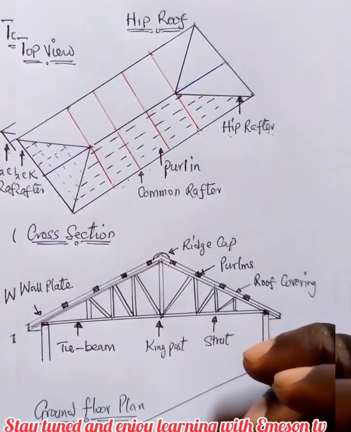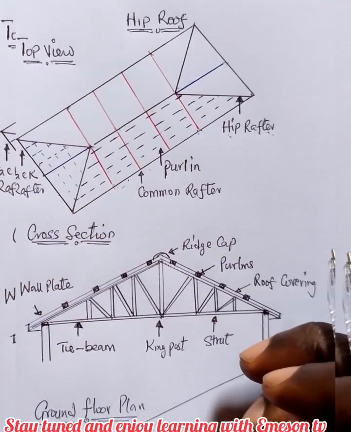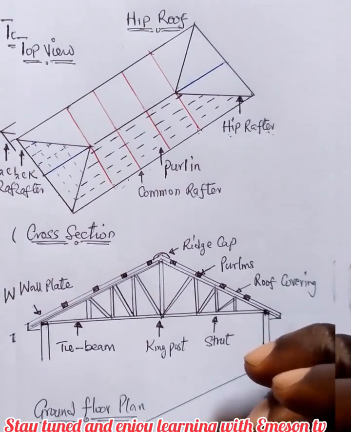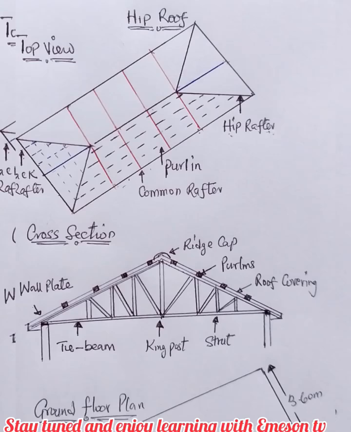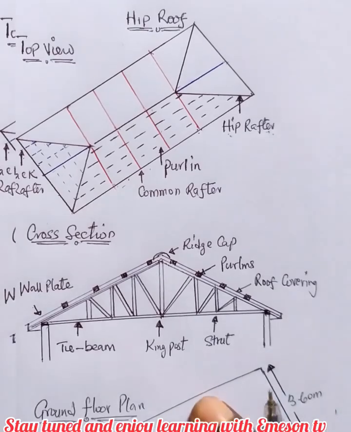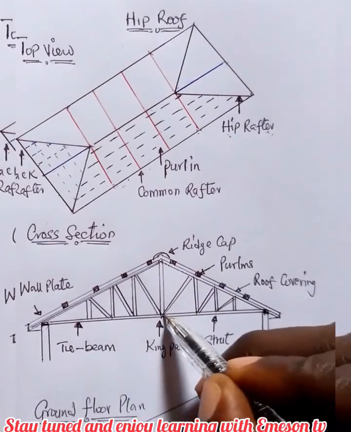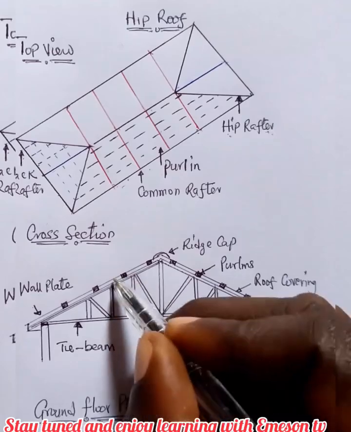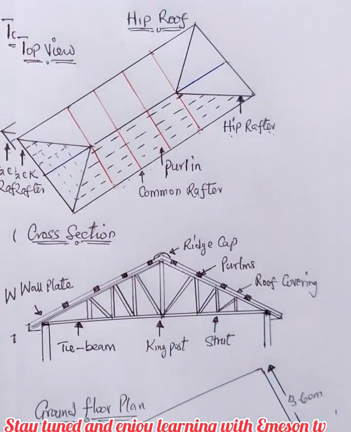So you can see that we have identified the three types of rafter: the hip rafter, the common rafter, and the jack rafter. If you want to pronounce them in plural form, you can say jack rafters, common rafters, and hip rafters. Alright. So having known our rafters, the next member that we're going to identify is our struts. Our struts are the bracing which we have. Look at our strut from the cross section. These members are our struts.